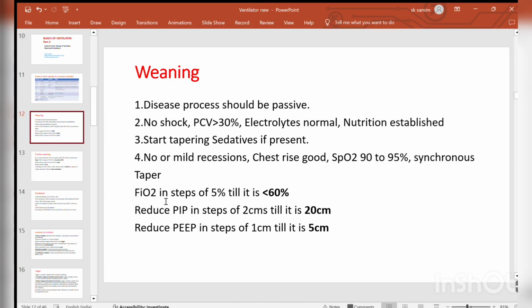First, we have to taper the FiO2 in steps of 5% till it is less than 60%. Then we have to reduce the PIP in steps of 2 cm till it is 20 cm of H2O. Then we have to reduce the PEEP in steps of 1 cm till it is 5 cm.